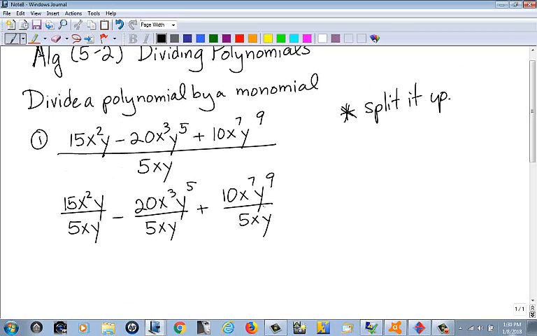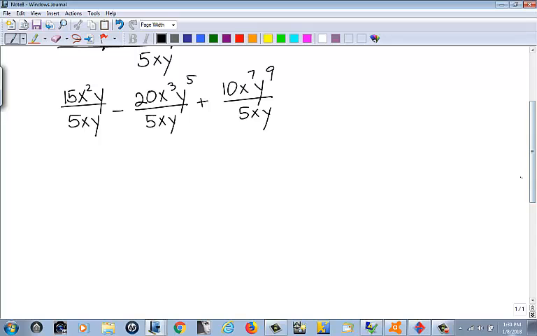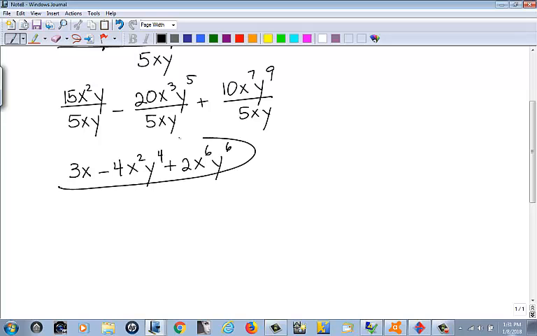So it's a polynomial because it has plus or minus signs on top divided by a monomial. So split it up. Now you just reduce it. So 5 into the 15, 3, subtract the exponents, and that's it on that one. Minus y to the 4th. Good. And that's your final answer.